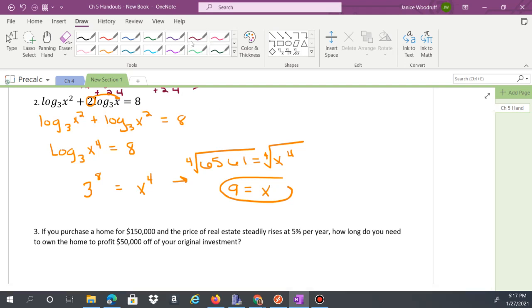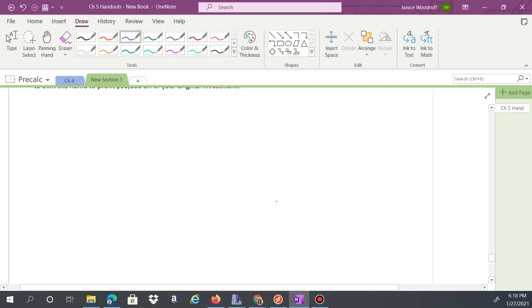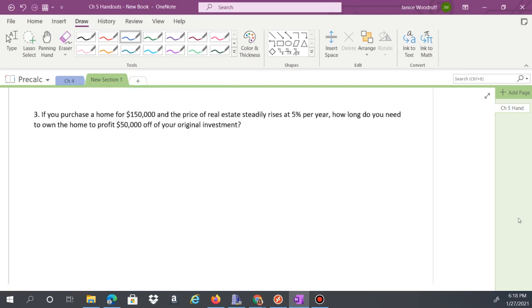Okay, now number 3, you're taking a formula that we learned in this chapter, section 5.3. But this is really like, why are we doing this, right? So how can I apply this? You can actually use logarithms to solve financial formulas. So for example, if you purchase a home for $150,000 and the price of real estate steadily rises at 5% per year, how long do you need to own the home to profit $50,000 off of your original investment? So that is your interest formula, which is this formula right here.